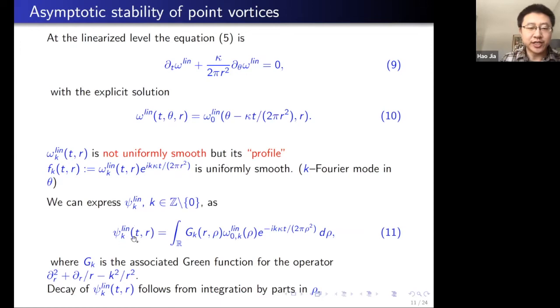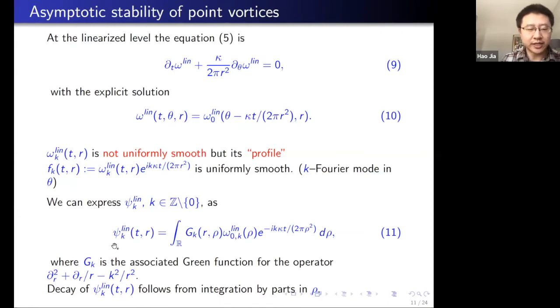The stream function is recovered from the vorticity field by integrating against the Green's function. Because the vorticity field carries this oscillatory factor, now you have this oscillatory integral. Then if you integrate by parts twice in a row, you get the quadratic type decay for the stream function.